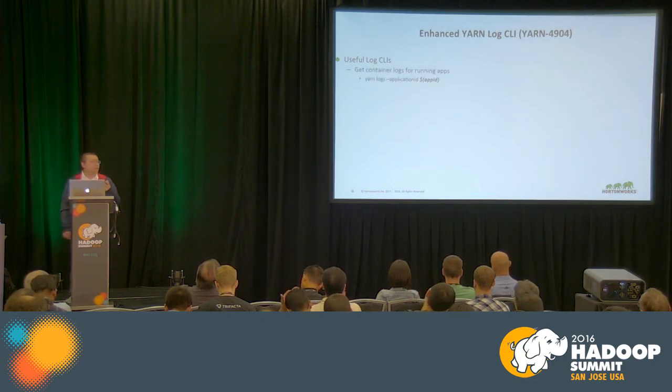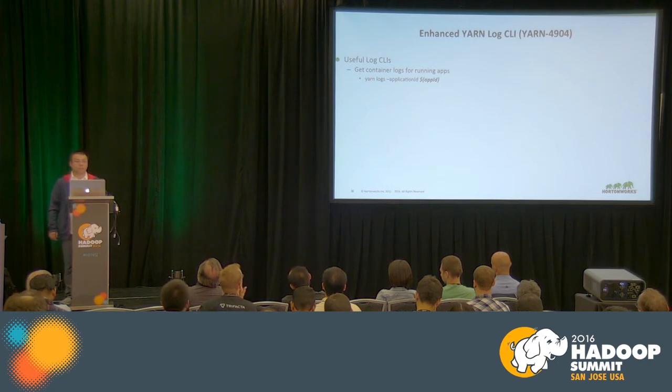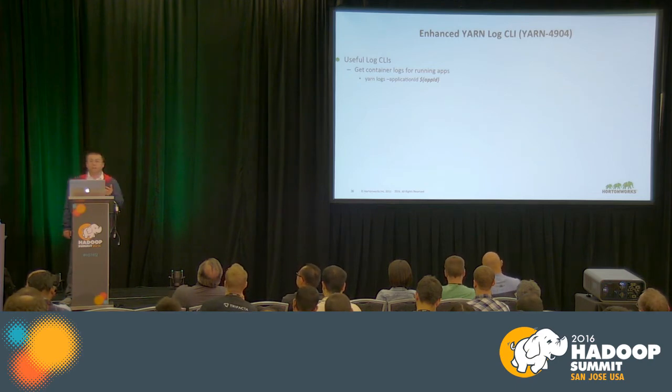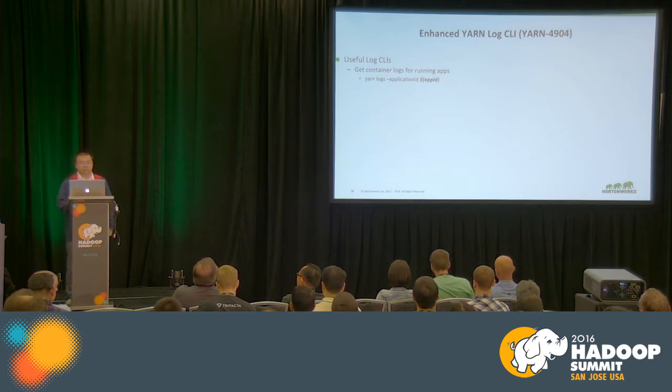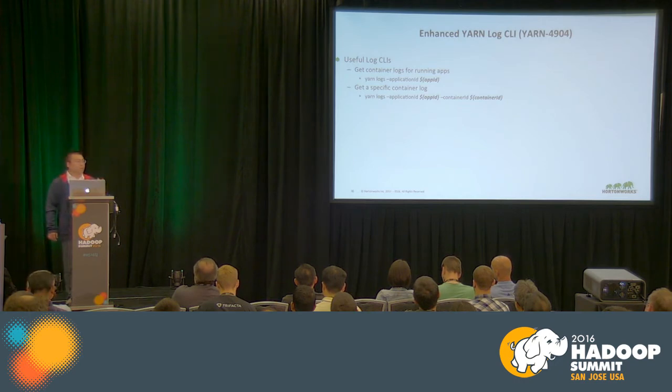So to get the application log, we need to specify the application ID. It will print out all the container logs for that application. This command is used for both finished applications as well as running applications. To get specific container logs, we need to specify the container ID. It will print out all the different log types for that container, no matter whether this container is still running or finished.